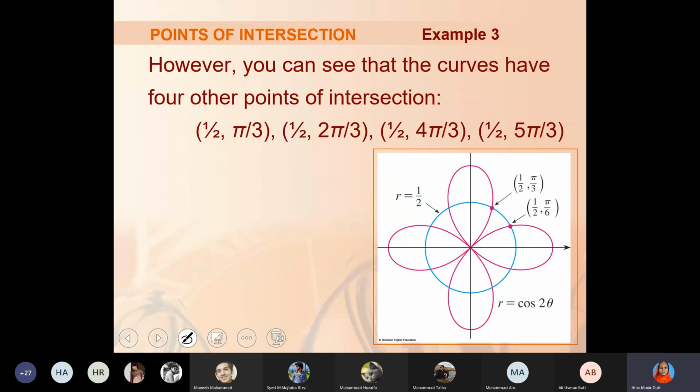So it means in finding the points of intersection, you first need to sketch the graphs and then find the points of intersection.